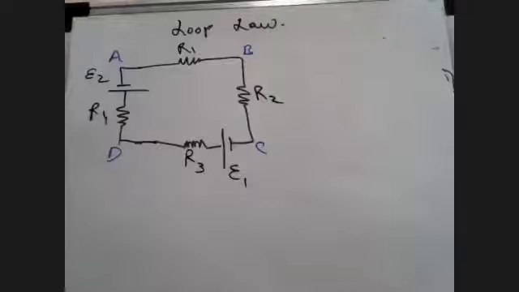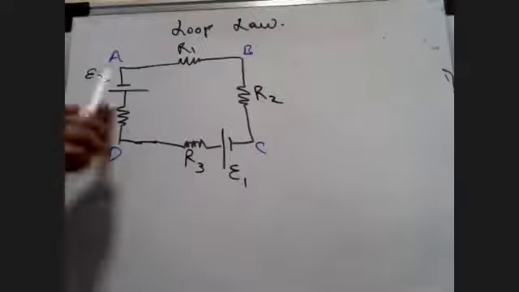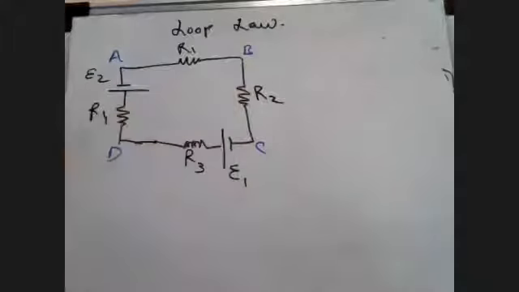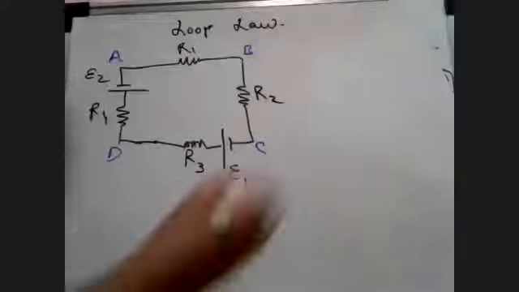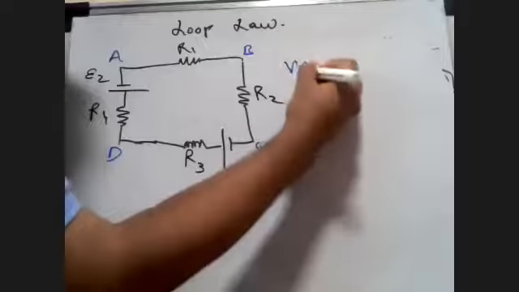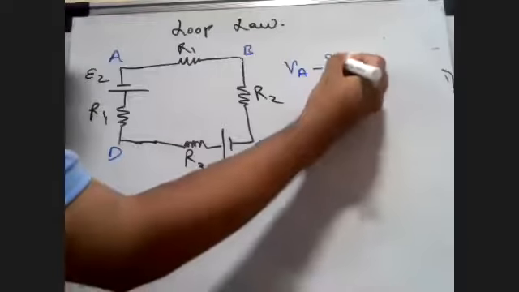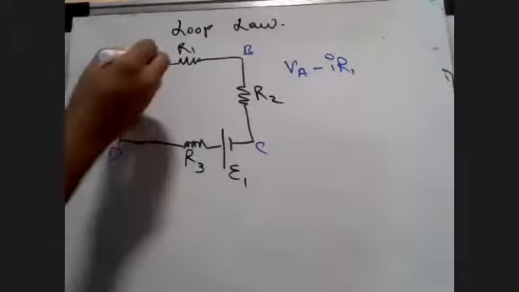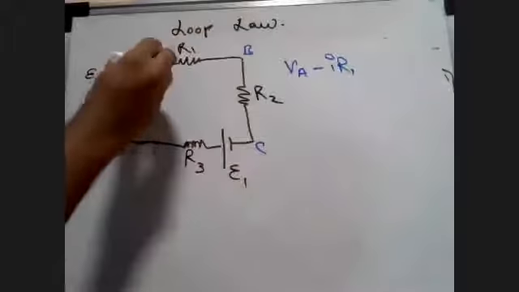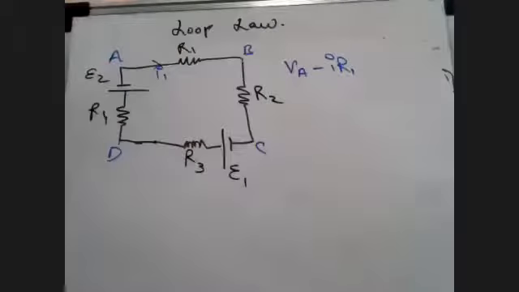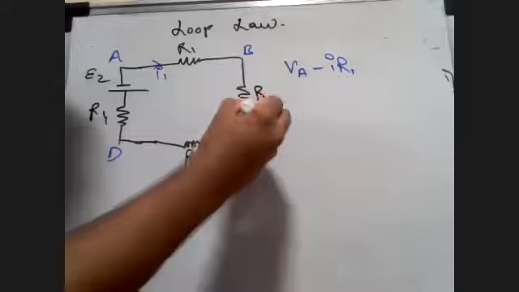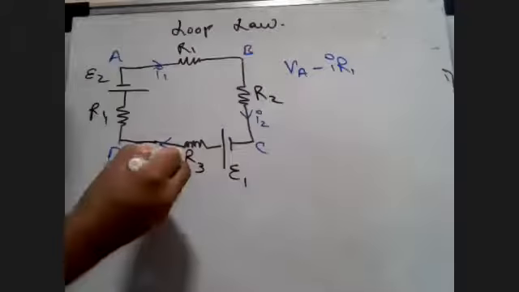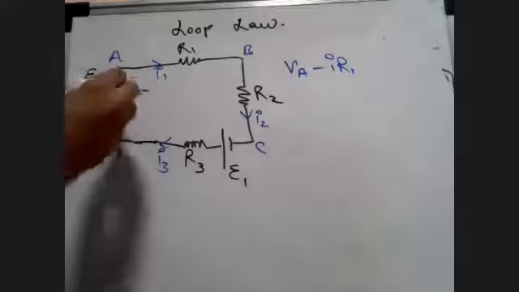So if you are all there, can you tell me what the equation will be for the branch A and B of this loop? Can you all tell? VA minus IR1. Okay, before we continue with this, let's say that A to B has a current I1, B to C has a current I2, C to D has a current I3, and D to A has a current I4.